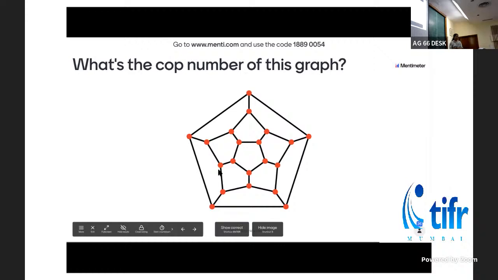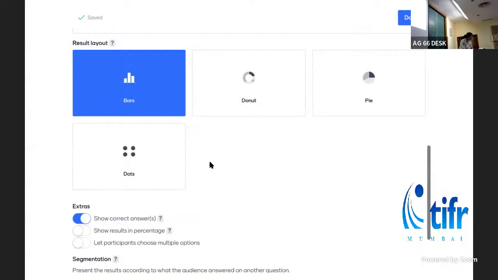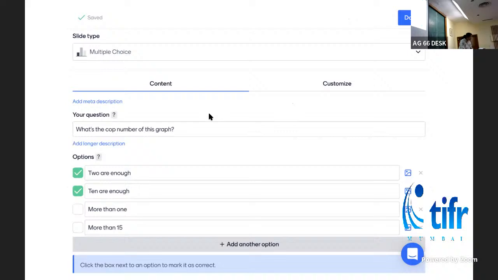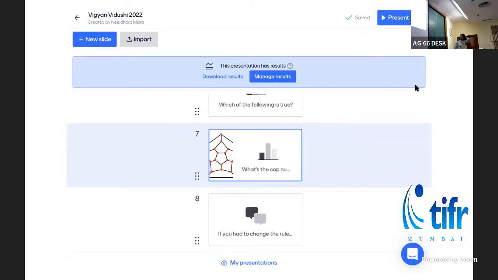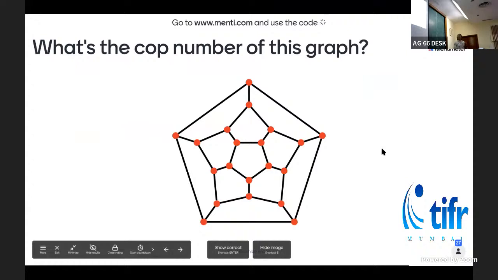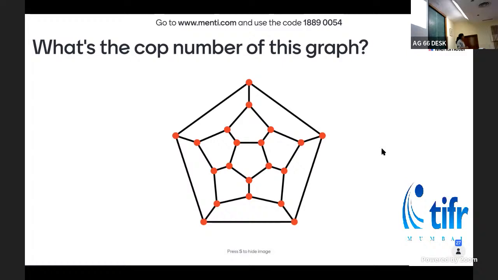All right. So I think we agree that 10 cops are definitely enough because there's a dominating set of size 10. Okay, so there's a solution with 5. Oh, yeah, there is apparently a solution with 3. Let me just figure this out. Yeah, I believe the actual cop number is 3. I don't have an argument for how 3 cops will manage, but I think we can argue that 2 cops are not enough.